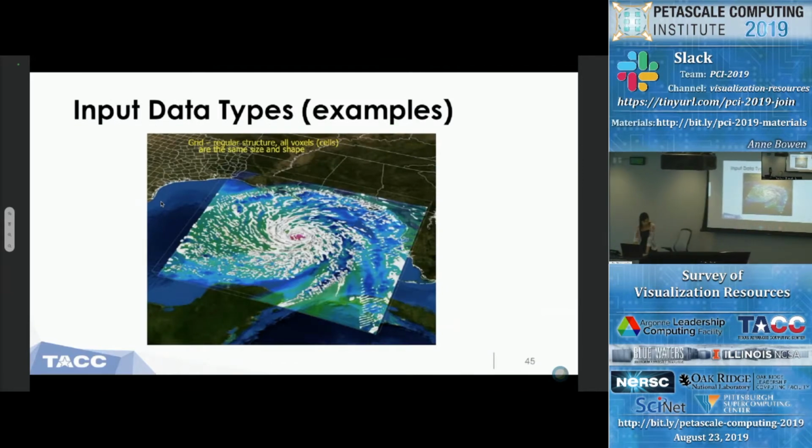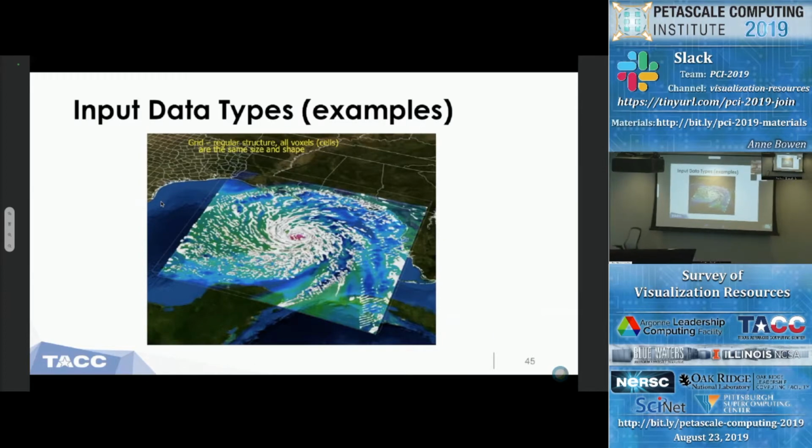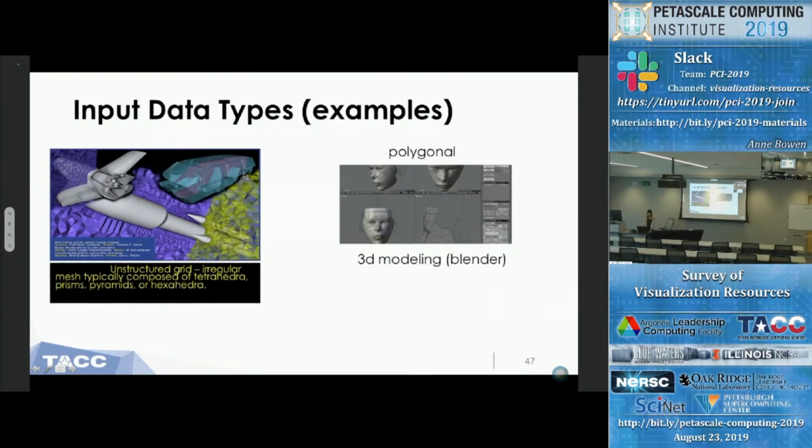Here's an example of a grid. This is from Hurricane Ike, which was a long time ago now. But regular grid, all of the voxels, all of the cells are the same size and shape. Here's curvilinear from an engineering model. And then here is an example of polygonal data from 3D modeling.